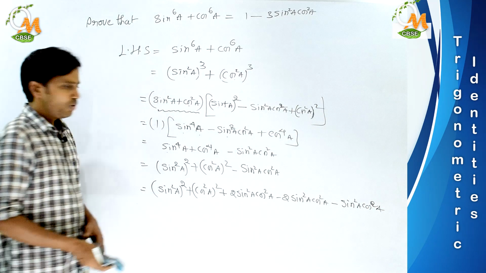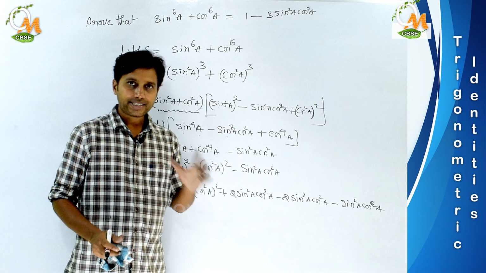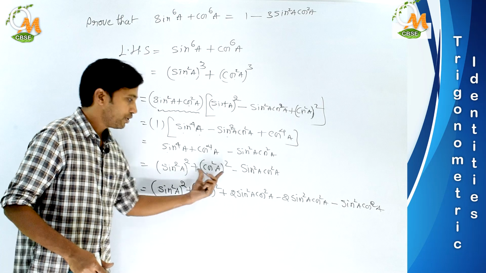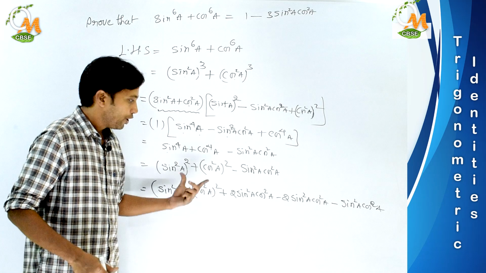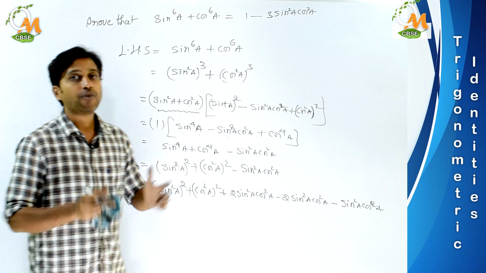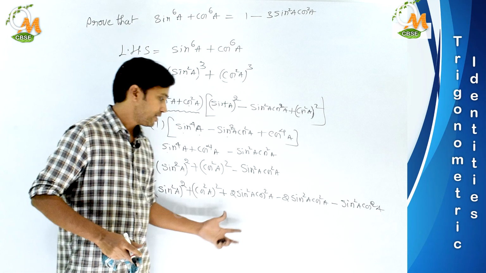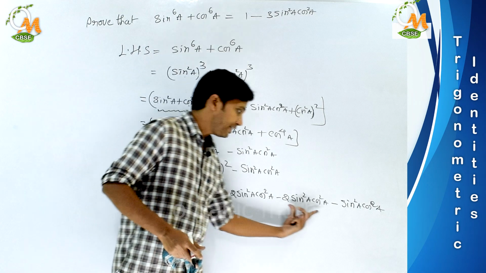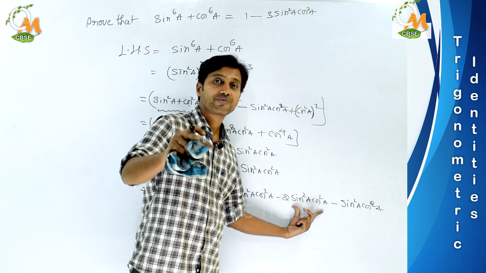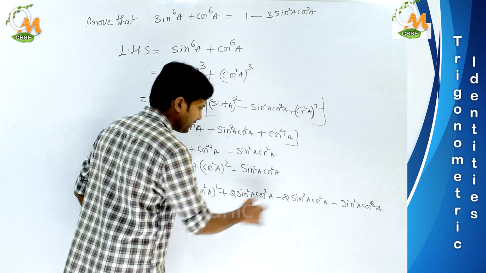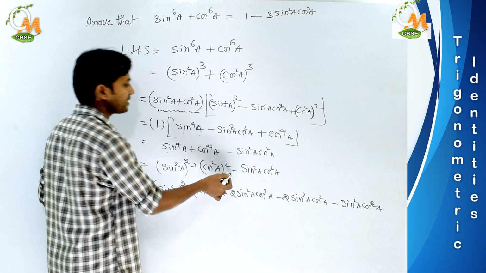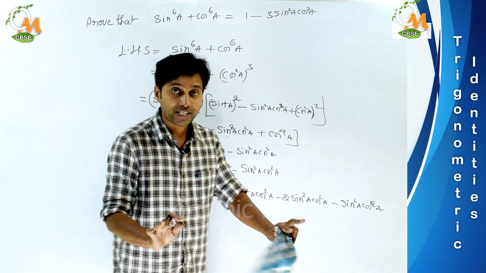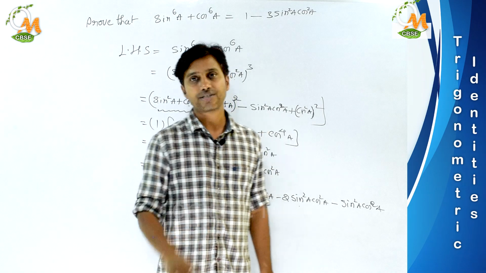Right, so don't panic. Once again I am telling you what I did. See here, I wrote this sin square A whole square as it is. I wrote this cos square A whole square as it is. Now for adjustment into an algebraic formula, I have added 2 sin square A cos square A. At the same time I have subtracted 2 sin square A cos square A from the expression. So if you cancel these two, again this expression remains the same as before. So we added and subtracted, so there will be no change in the expression. That's the first thing you need to understand.